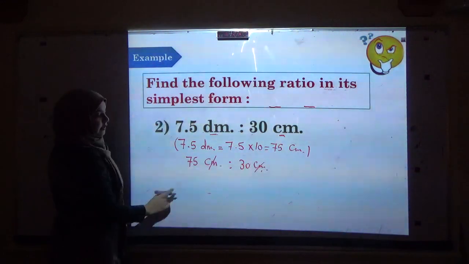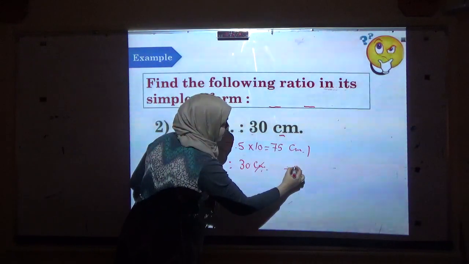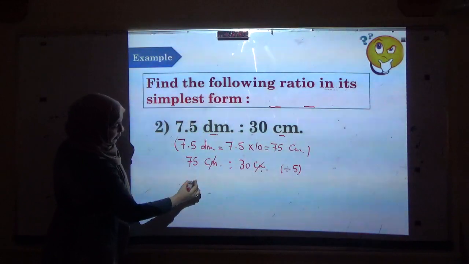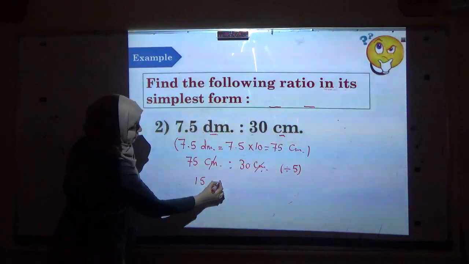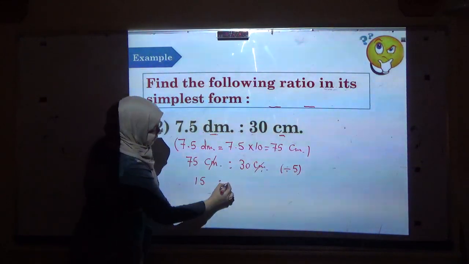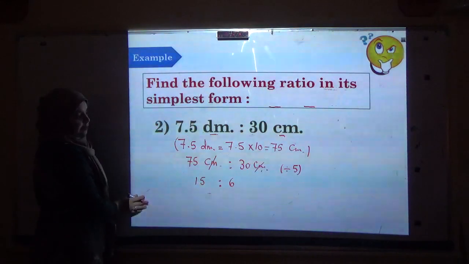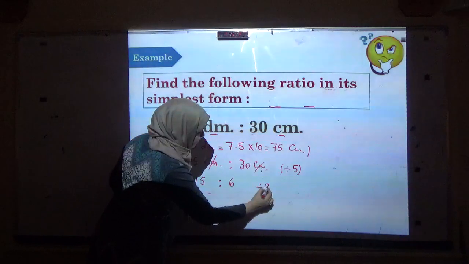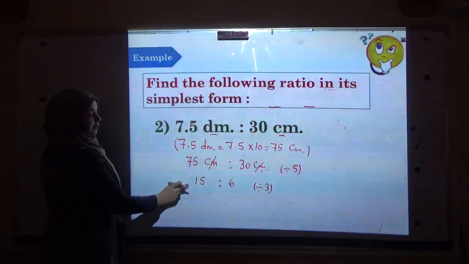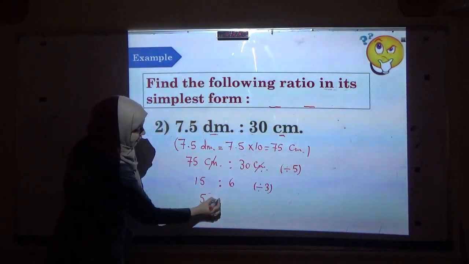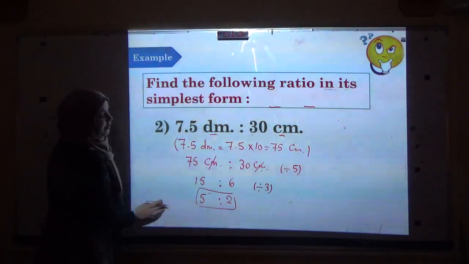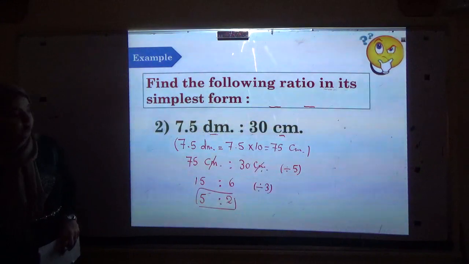Cancel this unit and divide the two terms by common factor 5. 75 divided by 5 equals 15. And 30 divided by 5 equals 6. Here we have a common factor between 15 and 6, which is 3. Divide the two terms by 3. 15 divided by 3 equals 5. And 6 divided by 3 equals 2. So the ratio in its simplest form is 5 to 2.